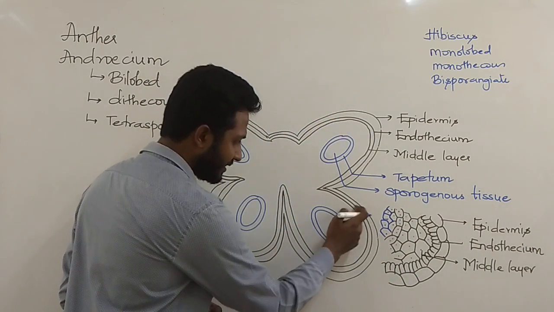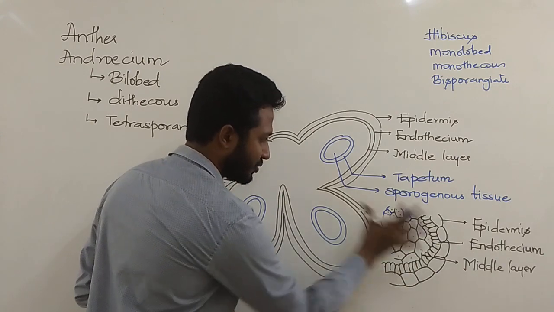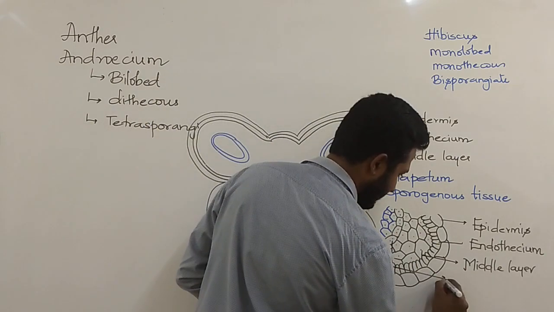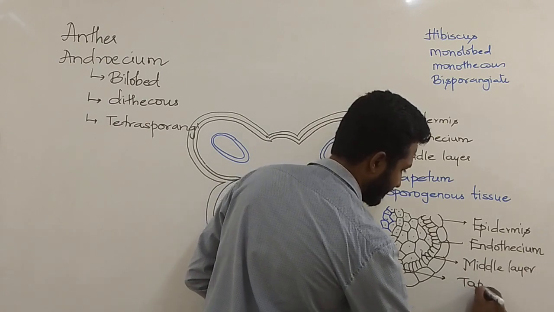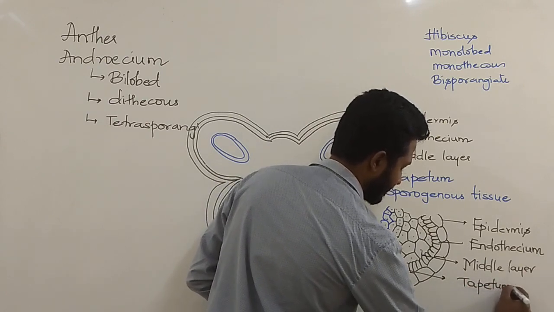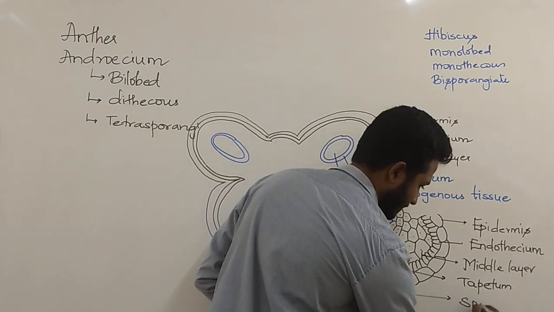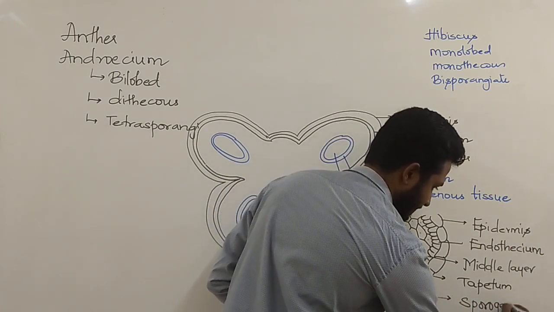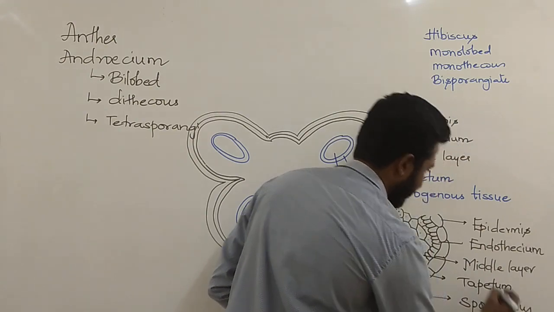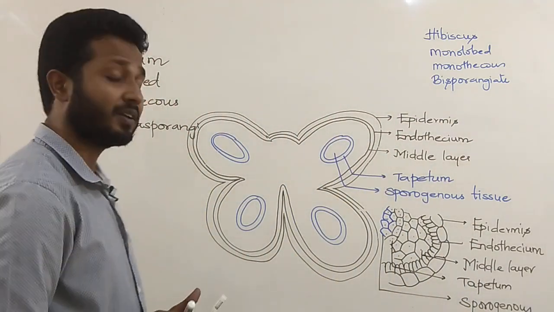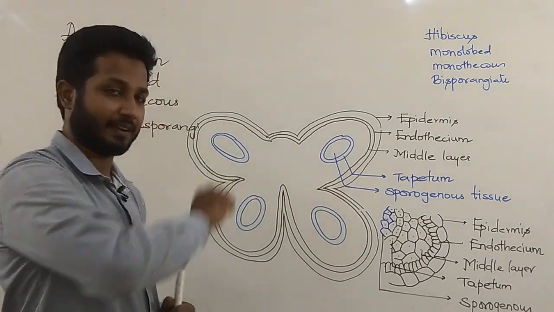So I have enlarged this much part and shown you here. So what is this layer known as? It is known as the tapetum. This tissue is known as the sporogenous tissue. So the layer names are important, and we should also know the importance of each layer.